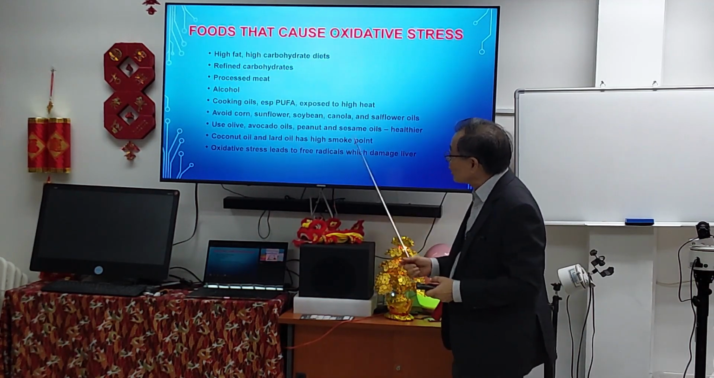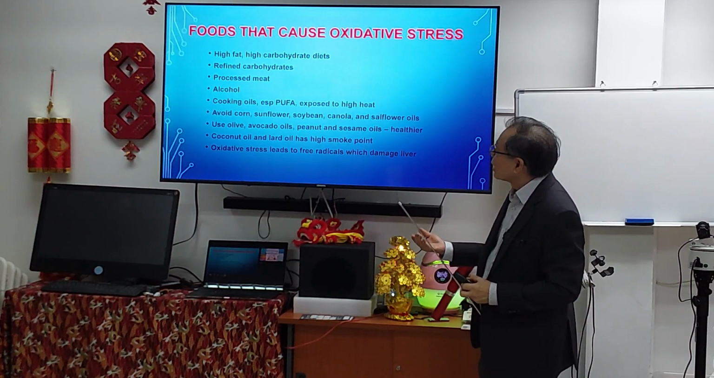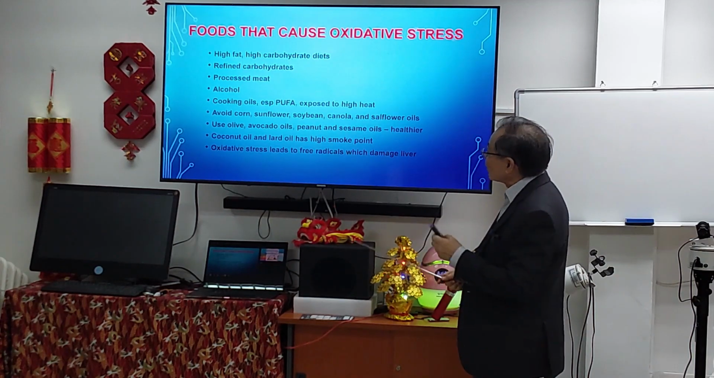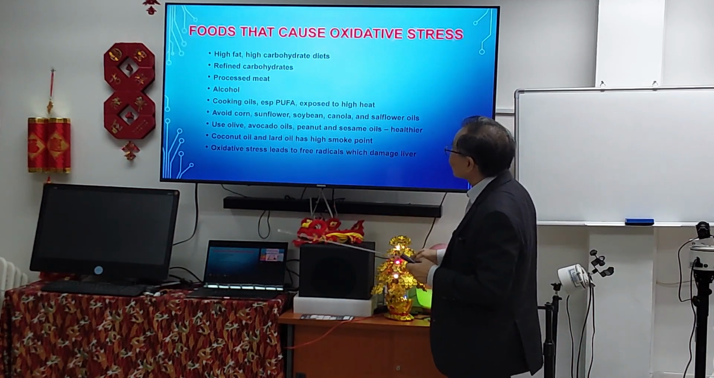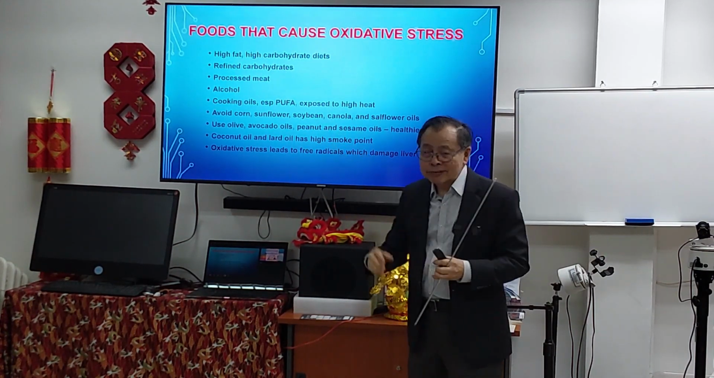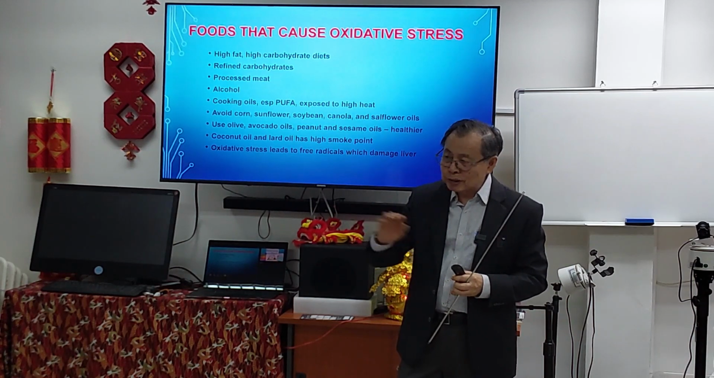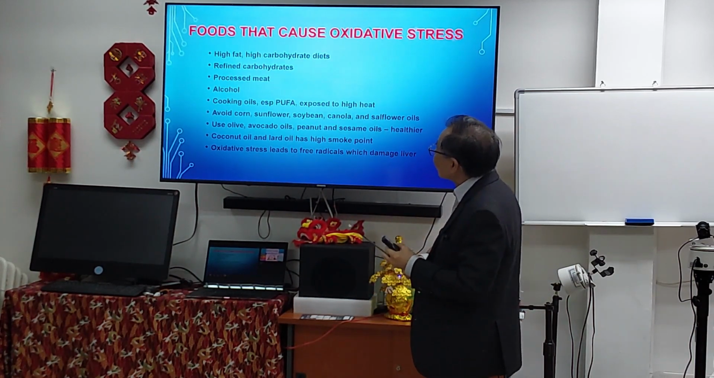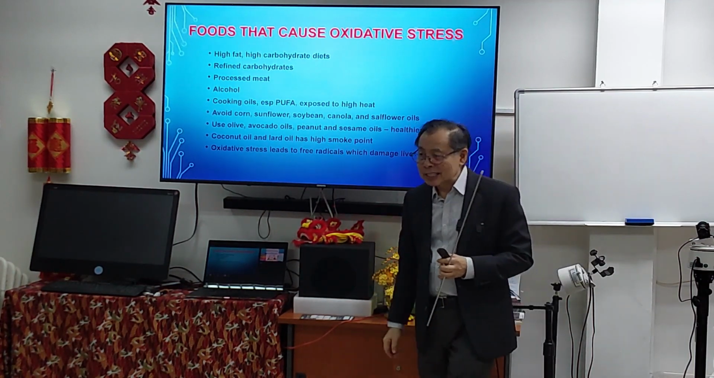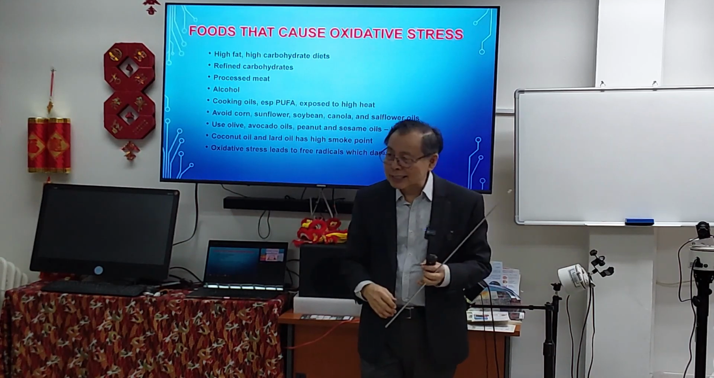Foods that cause oxidative stress. This food causes stress on your body's systems. And you need antioxidants to go against the oxidative stress that this food produces. High fat, high carbohydrate diets. Refined carbohydrates are white rice and flour, porridge, alcohol, cooking oils, especially PUFA. PUFA are the vegetable oils. Your corn oil, your sunflower oil, all the vegetable oils.